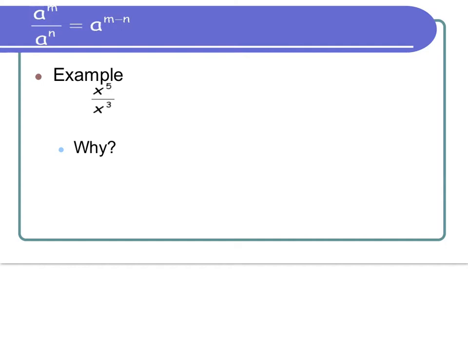Moving on. What if we have division? Any base to the m power divided by that same base to the n power, we will subtract the exponents. For example, x to the fifth divided by x to the third equals x to the 5 minus 3 power, which is x squared. Why does it work?